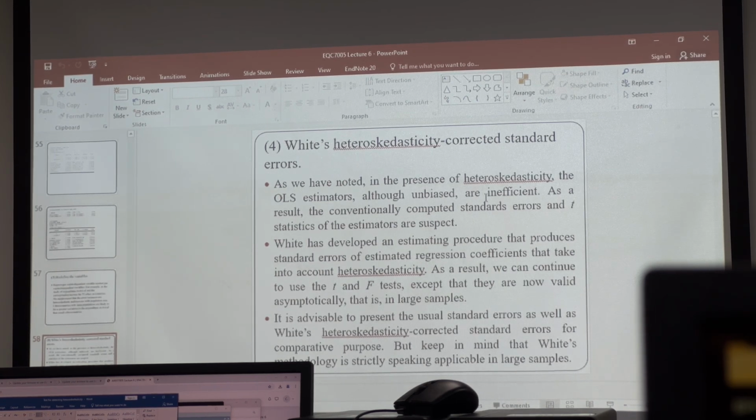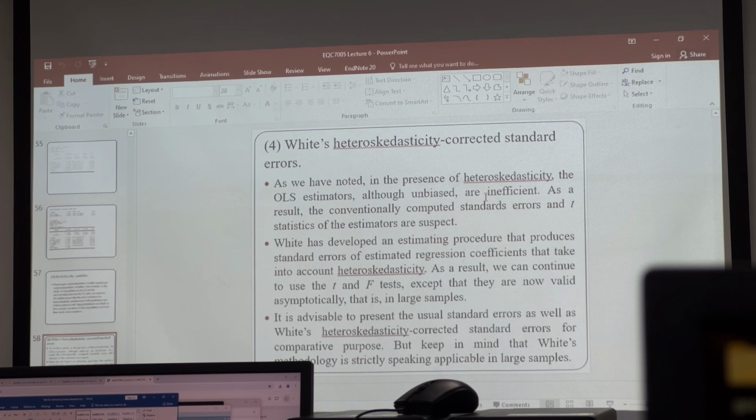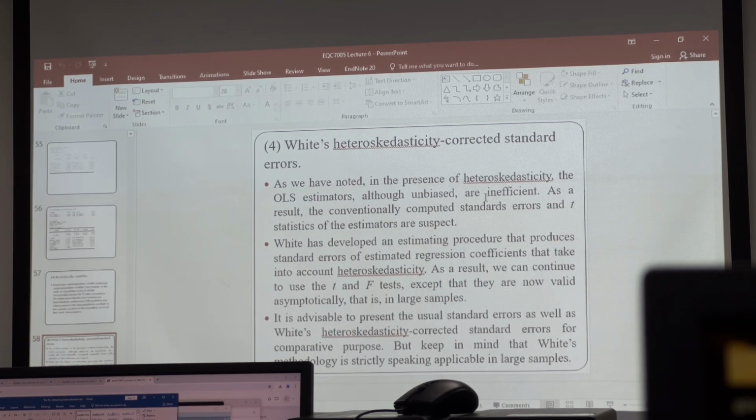As a result, we can continue to use the t and F tests for hypothesis testing, except that they are now valid asymptotically, that is, in large samples. It is advisable to present the usual standard errors as well as the White heteroscedasticity corrected standard errors for comparative purposes, but keep in mind that White's methodology is strictly speaking applicable in large samples. So if you want to use this approach as a remedial measure, you have to make sure you have enough data, a large sample size.